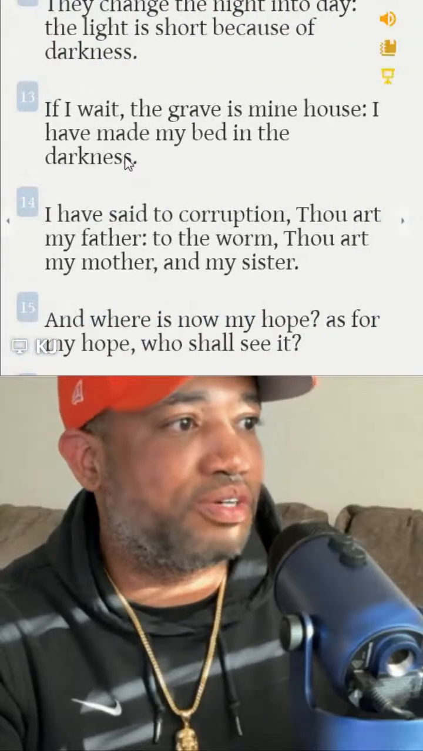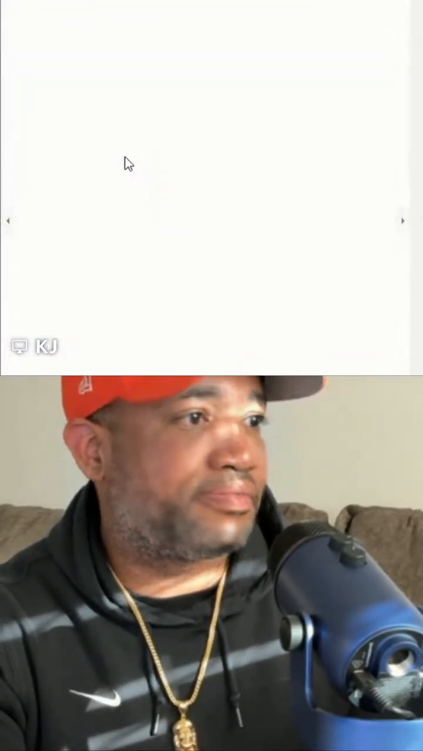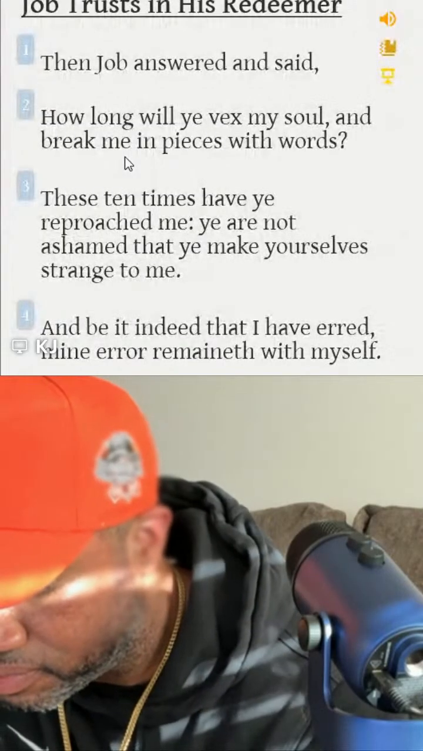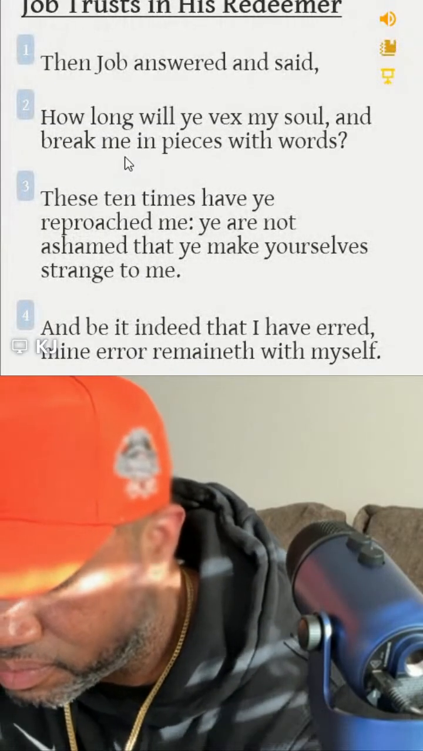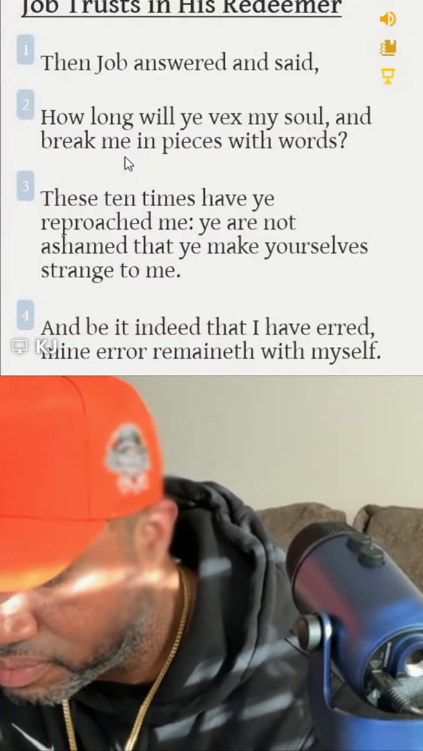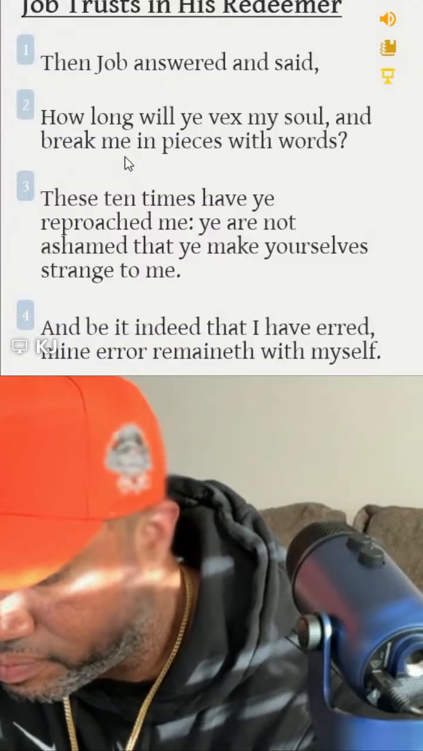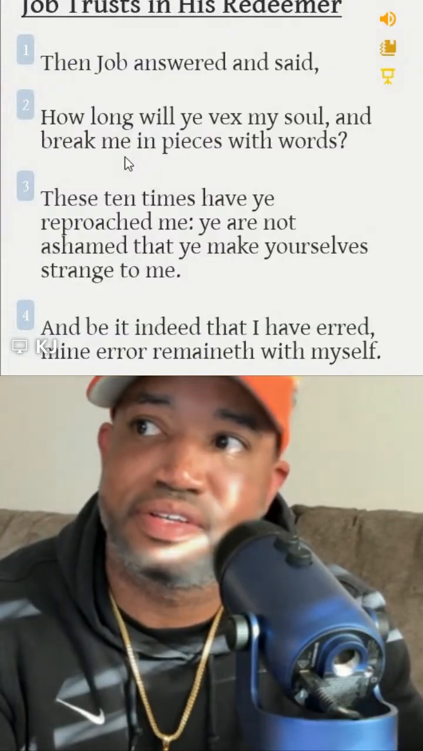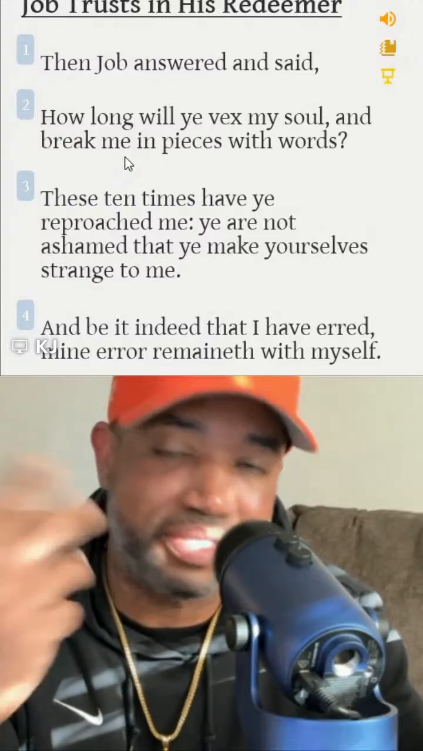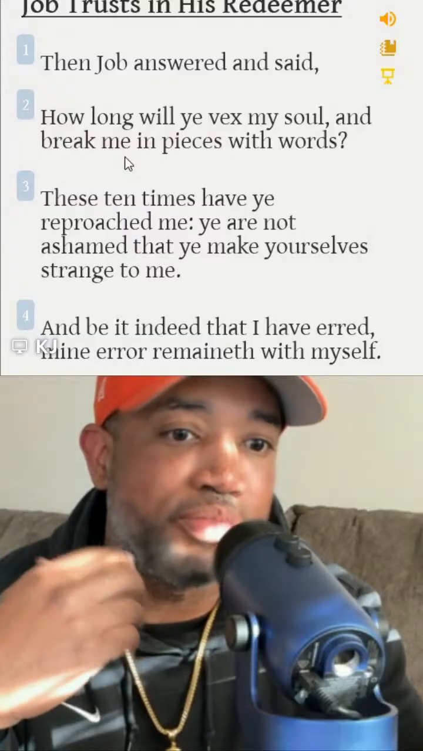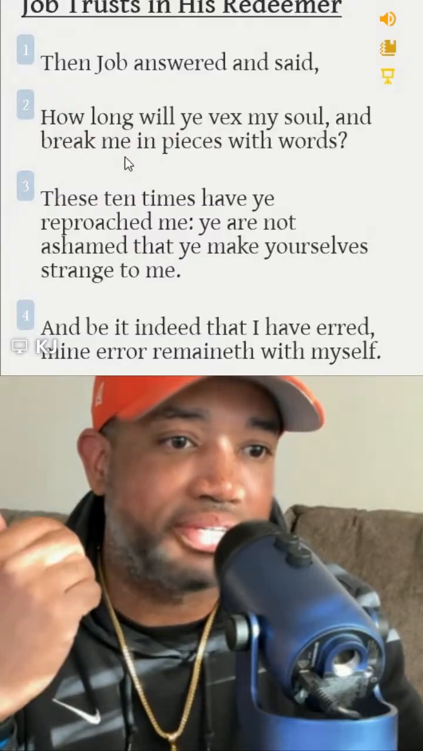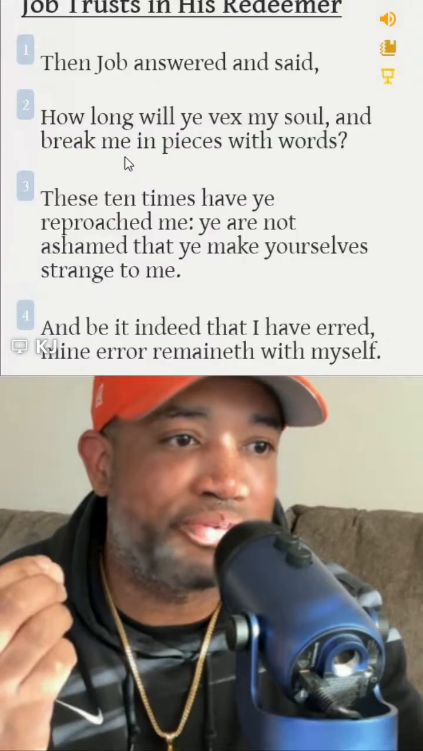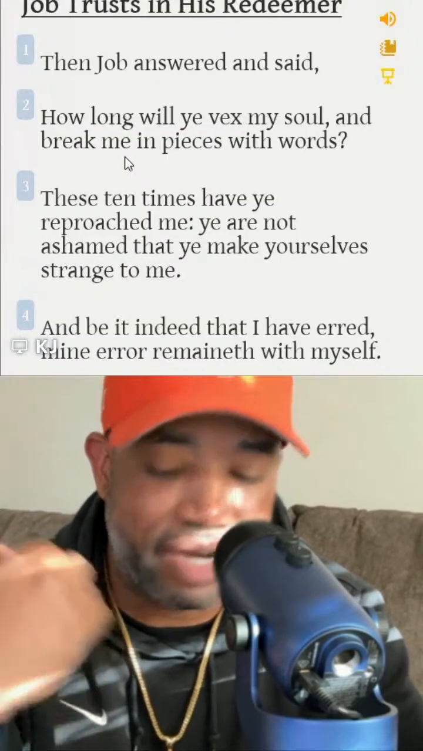So let's go to Job 19. Hold on a second. All right. This chapter right here is kind of a foreshadowing, right? So you might want to bookmark this chapter, highlight this chapter, because you'll see a lot of this as we get further along in the Bible. This is a very important foreshadowing of what's to come later on in the Bible.